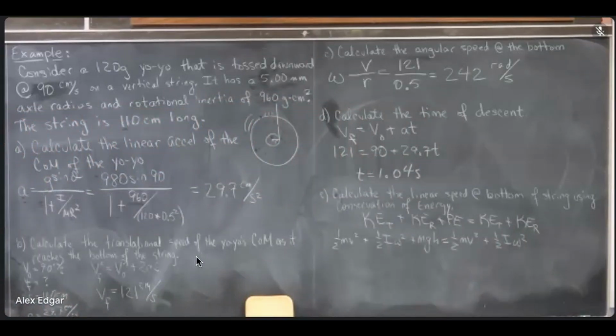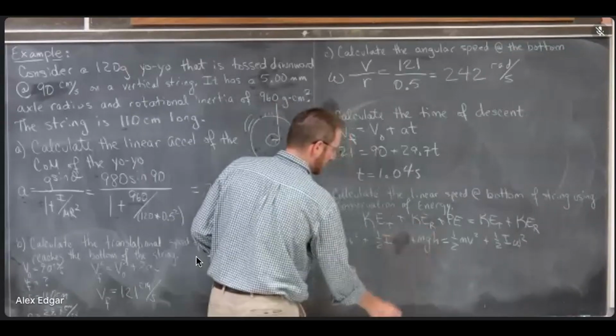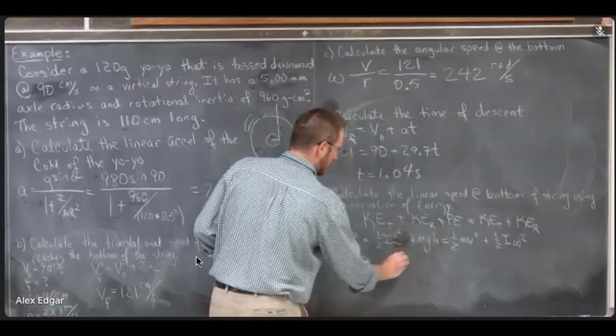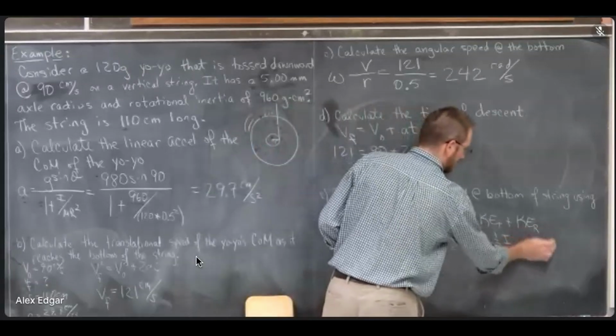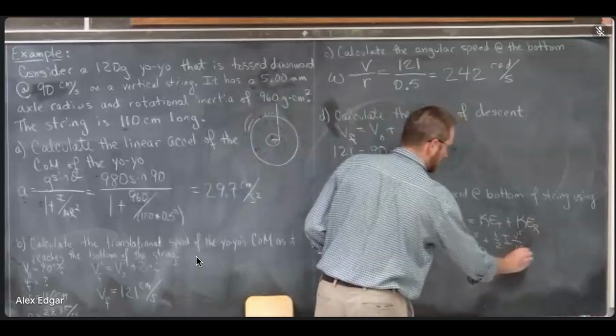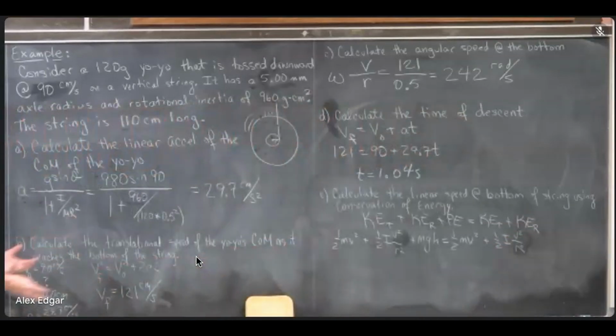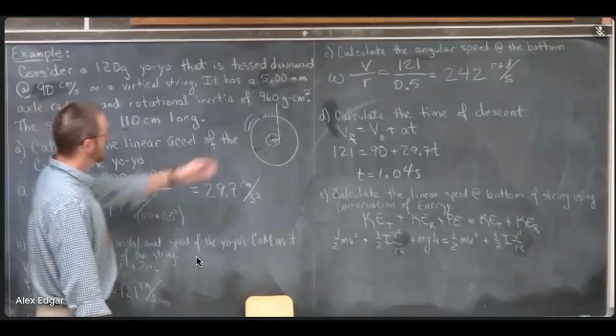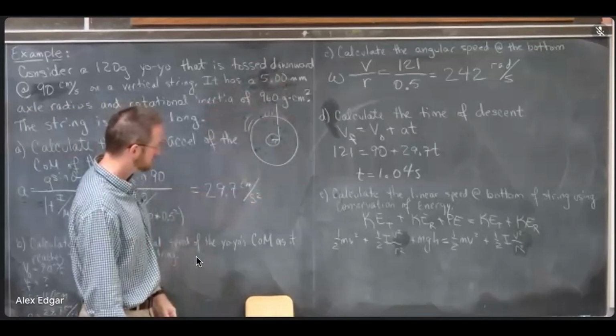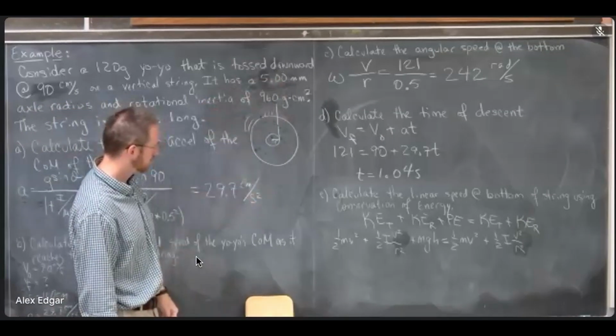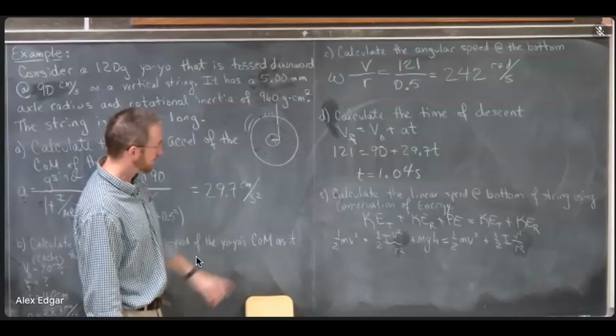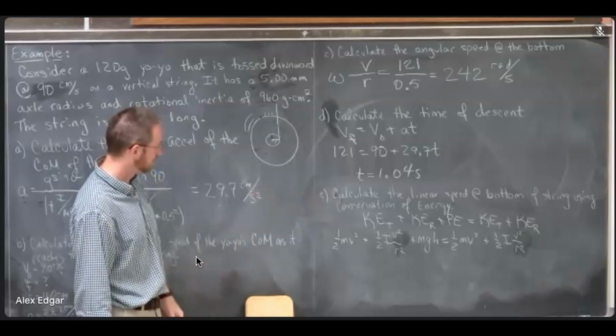Now remember, as long as it's rolling without slipping, we can get rid of these omegas and replace them with v squared over r squared. And the same thing here, v squared over r squared. And remember, that r is not the total radius of the outside of the yo-yo. That r is how far it is from the center to the point of rotation. And from the center to the point of rotation is this half a centimeter. So what we're looking for is the v way over on the other side.